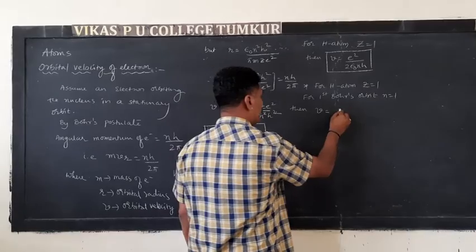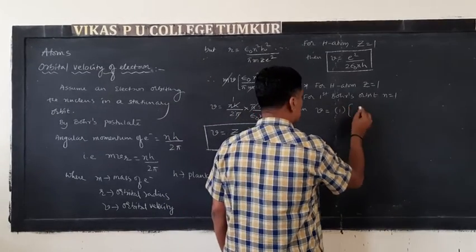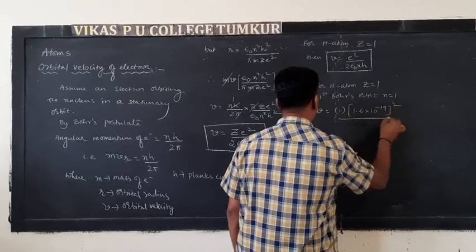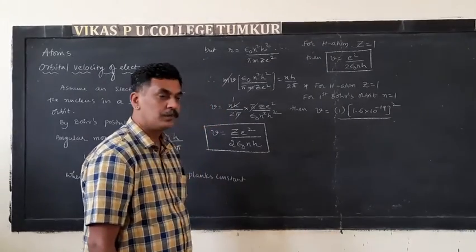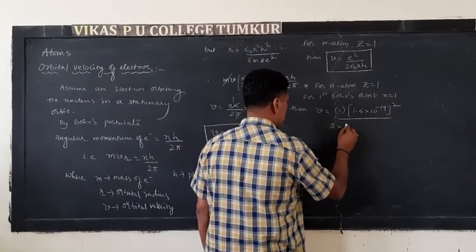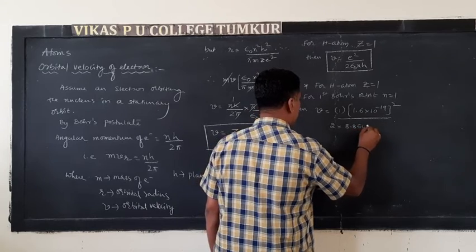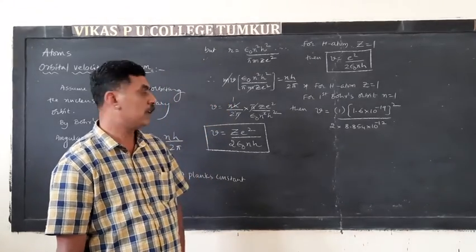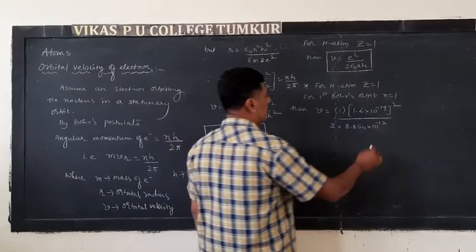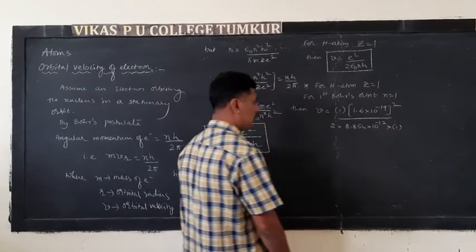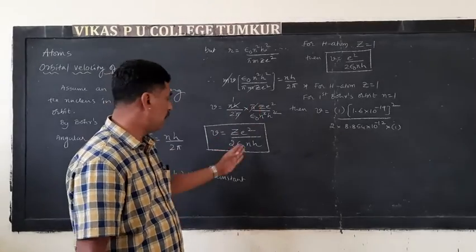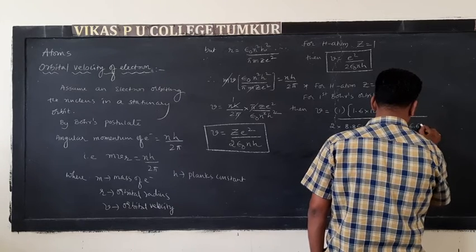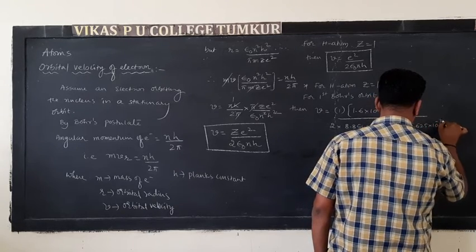equal to, z is 1, 1.6 into 10 power minus 19. You are very familiar with that constant, which is the charge on an electron, squared. Epsilon naught is also very familiar to you, 8.854 into 10 power minus 12 farad per meter. N should be taken as 1. First orbit, n is taken as 1. You are very familiar with Planck's constant.